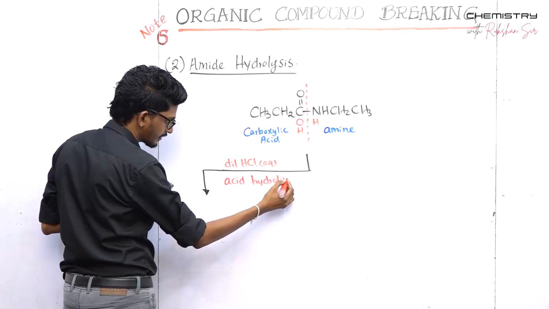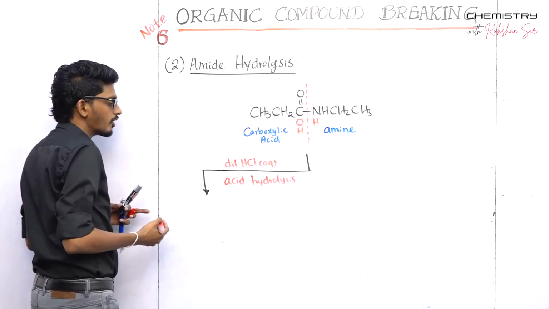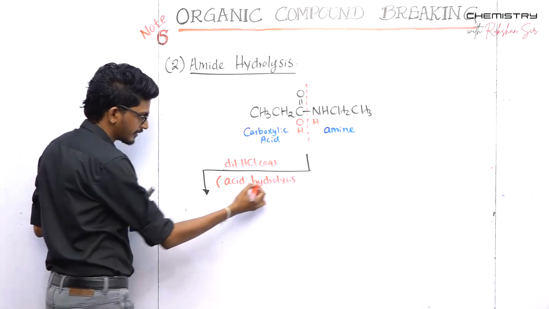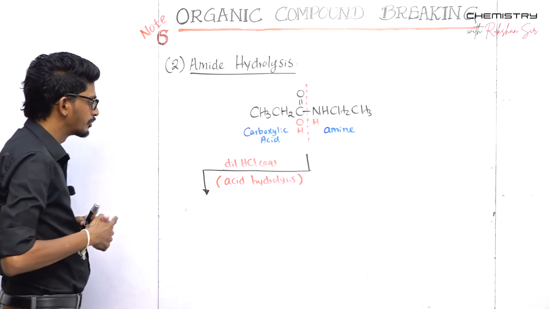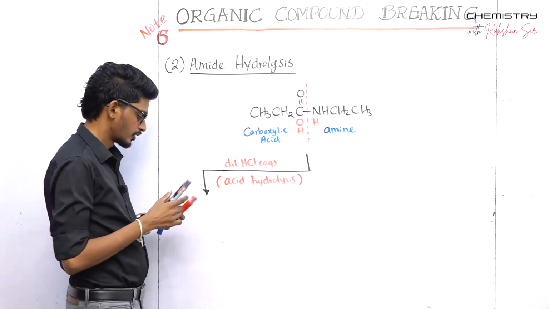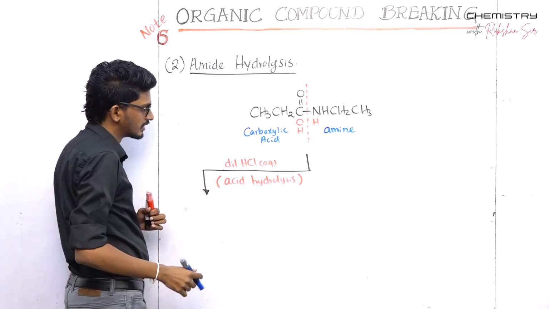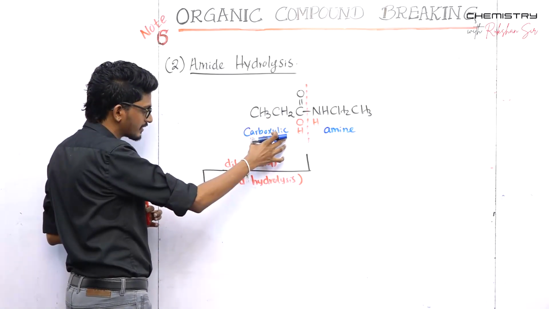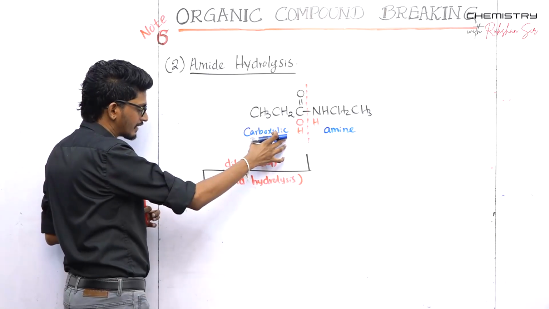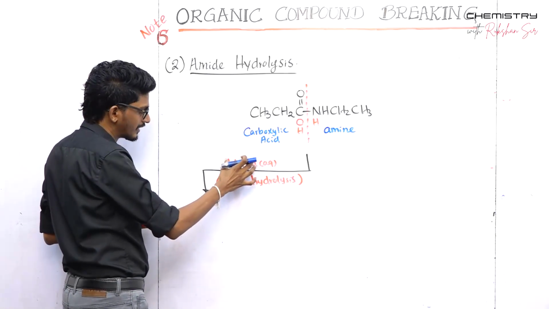Acid hydrolysis of amides, right? Let's see what the products would be here. First, the carboxylic acid will be made. As a carboxylic acid, it won't react further with the acids.